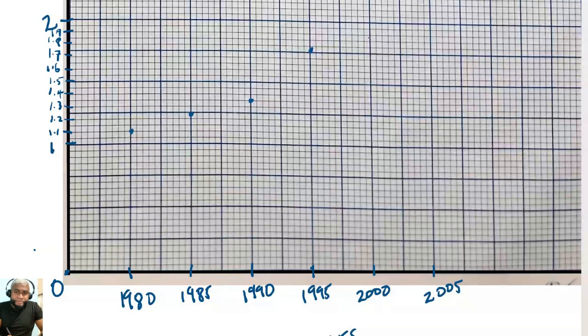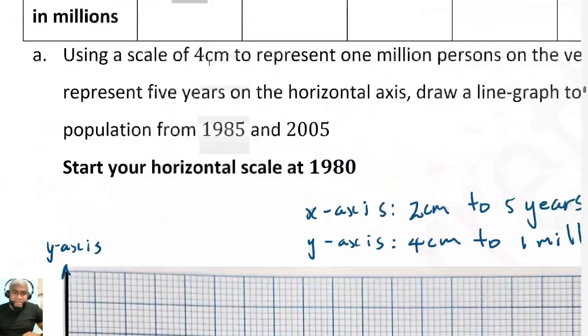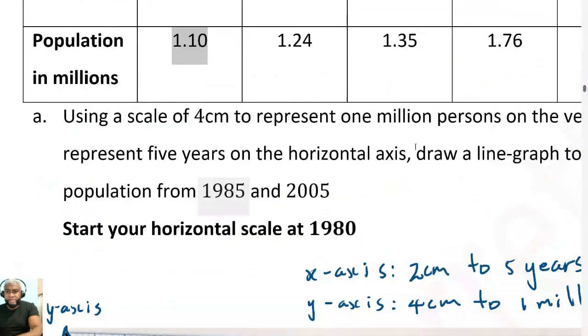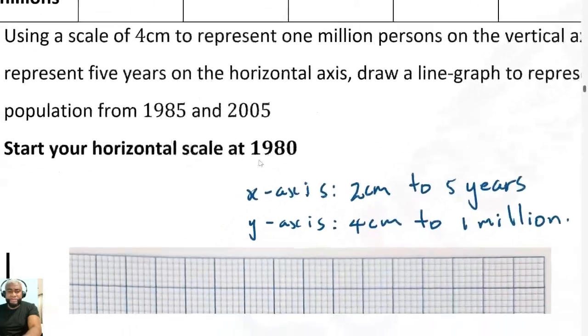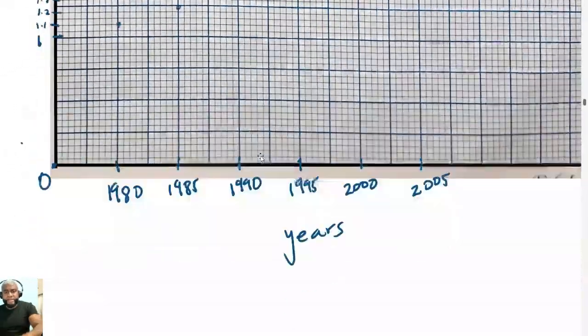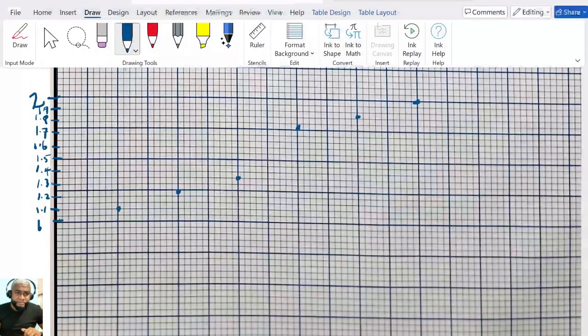2000 is what? 1.82 would be right above 1.8. Somewhere right there. And then I know 2005 was 2. Is this a line graph? Yes, it is. All right. Draw a line graph. So rulers out and we're connecting. So let me go.